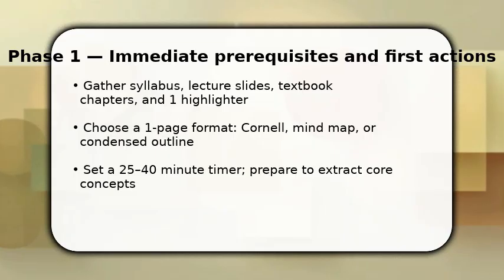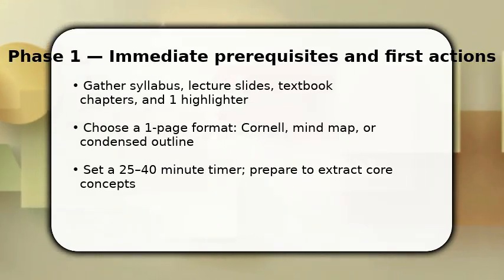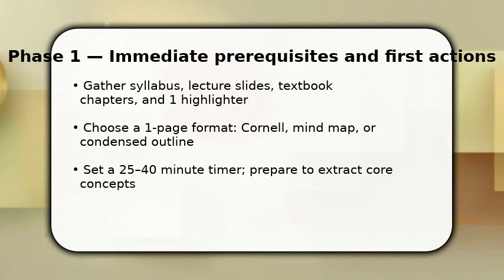You start by collecting only what you need: syllabus, slides, and the textbook chapter. This narrows scope and saves time. Then choose a one-page layout, Cornell for facts, mind map for systems, or outline for sequences, so every note has a clear structure. Once chosen, skim the material for headings, bold terms, and diagrams.